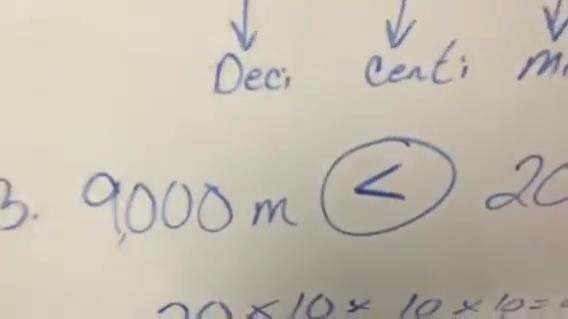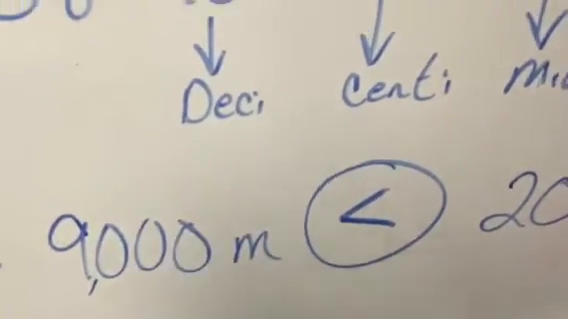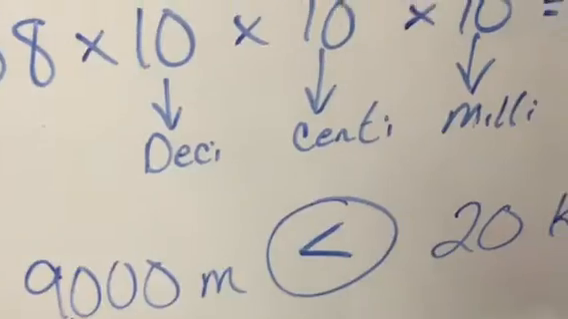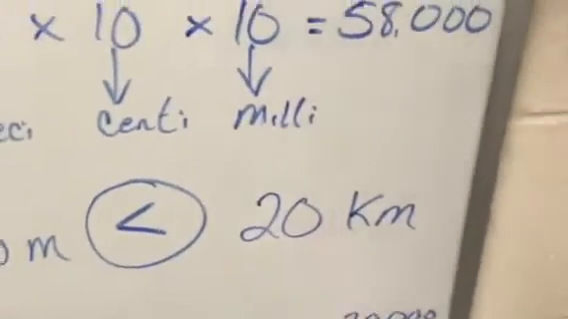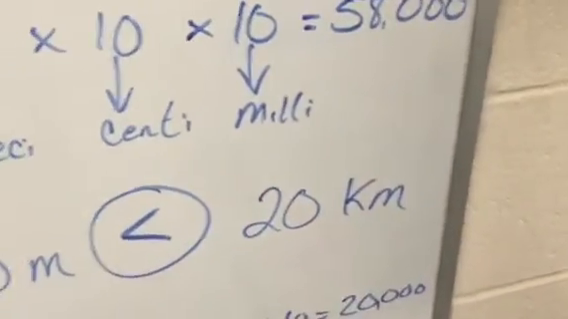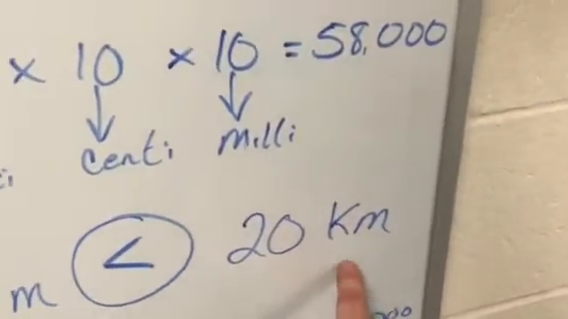Question number 3 is a little bit different. We're looking at which one's bigger: 9,000 meters or 20 kilometers? What we have to do is get the units the same, so we can either change meters to kilometers or kilometers to meters. And so that's what I did. I chose to go from kilometers to meters.